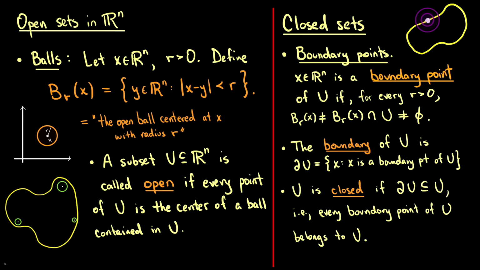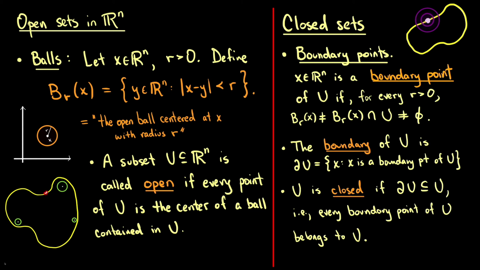It would not be, of course, open. And in order to be open, I need that the entire boundary not belong to U. So you can see that a set cannot be open and closed at the same time, except in some very special situations, like the set of all points in Rn is both open and closed, and the empty set is both open and closed. But apart from that, you can't be open and closed, but you can be neither.